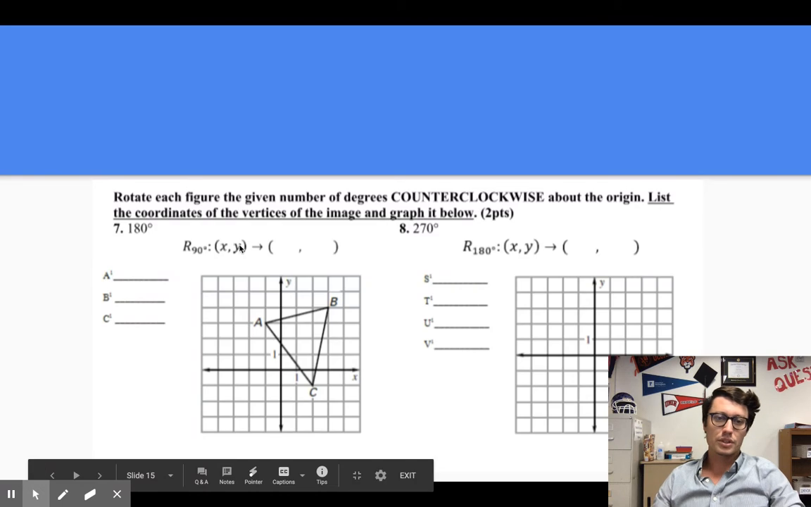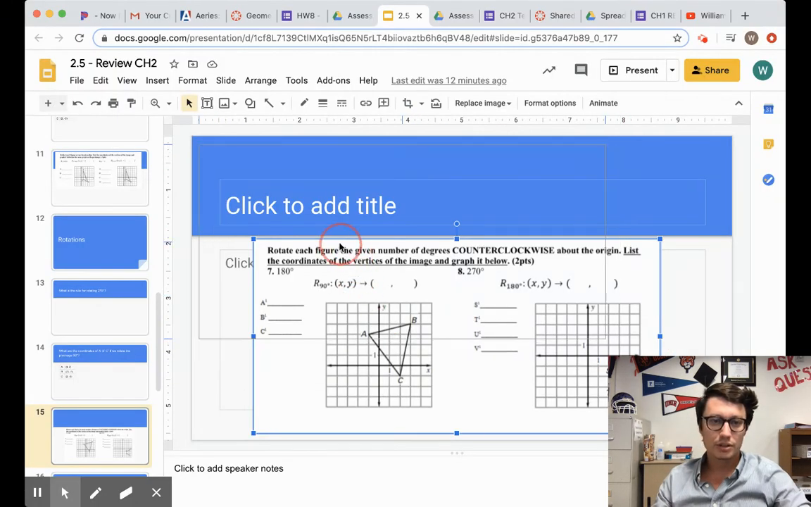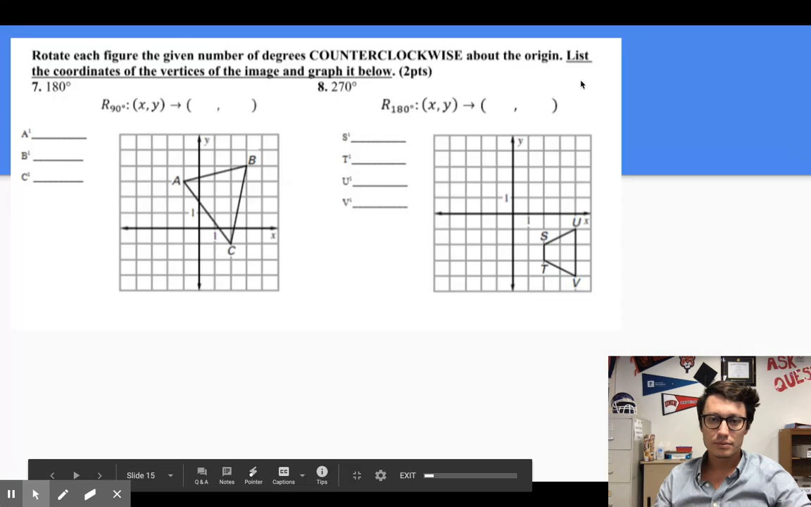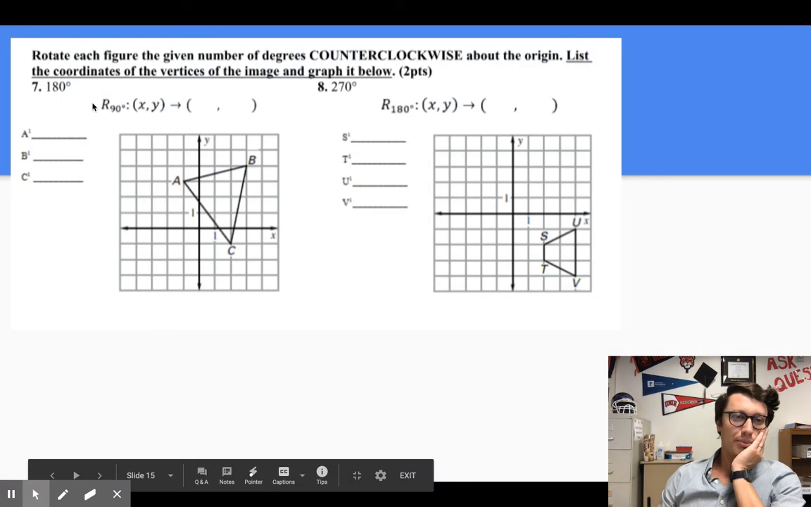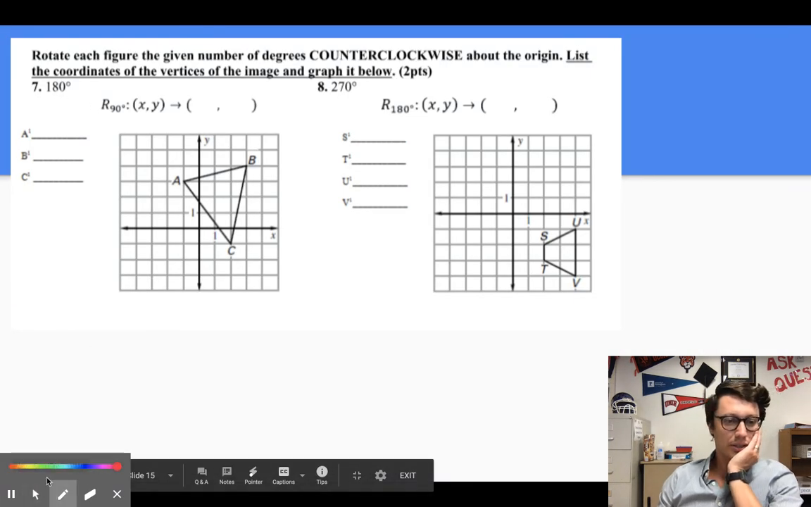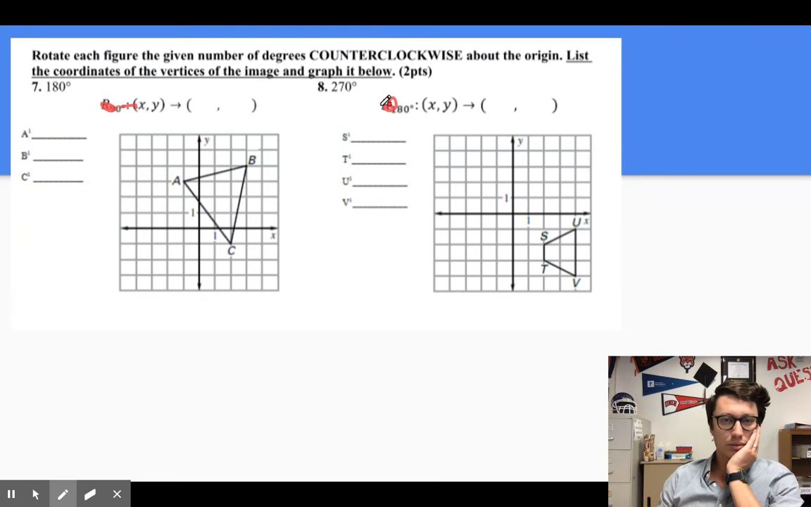Okay, rotate each figure. I'm going to move this picture so my face isn't covering it. Okay, rotate. Again, discrepancies, I apologize. Let's take these out. Let's rotate 180 degrees. (x, y) is going to change to (negative x, negative y). So again, find the original coordinates. I'm kind of out of space, so I'm going to write them down below.